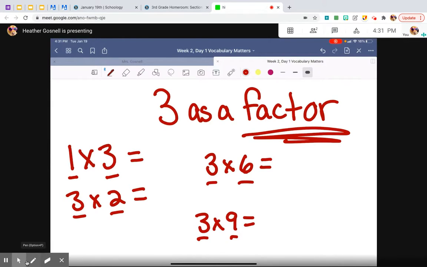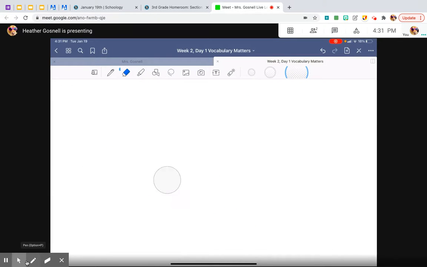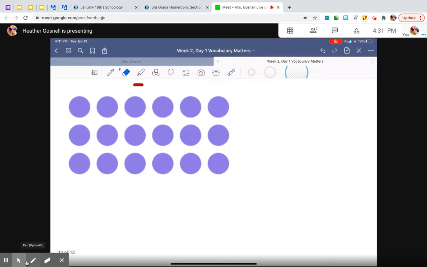So factors are basically just the numbers we are multiplying. So when I say problems with 3 as a factor, that means one of these numbers needs to be 3, okay? So we're focusing on just problems that have 3 as one of the factors. So we are going to look at an array here, and we are going to use the distributive property to solve for the equation this array represents.